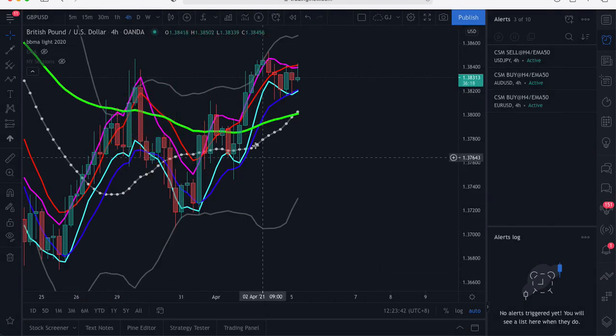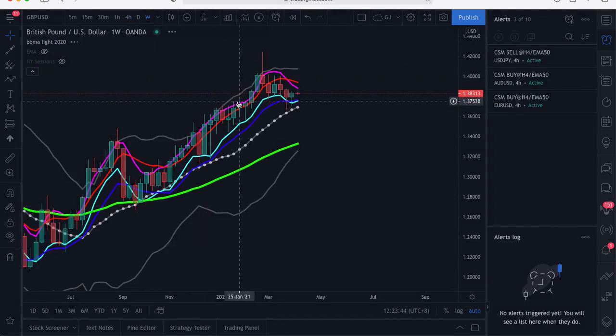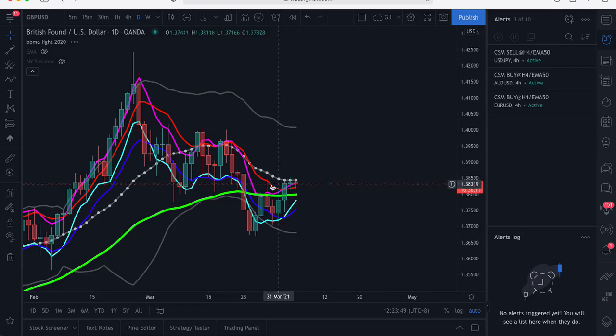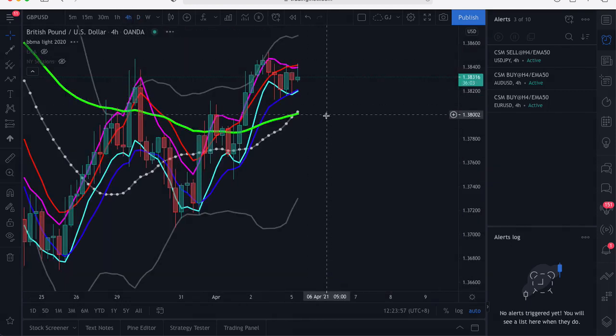Okay, let me clear this. GBPUSD in weekly time frame, we can see it's a re-entry buy. Okay, D1 we can see it's currently making a CSAK buy. Price is above EMA50, and on H4 we can see currently price is making a re-entry buy after CSM buy. So this is a valid buy setup.